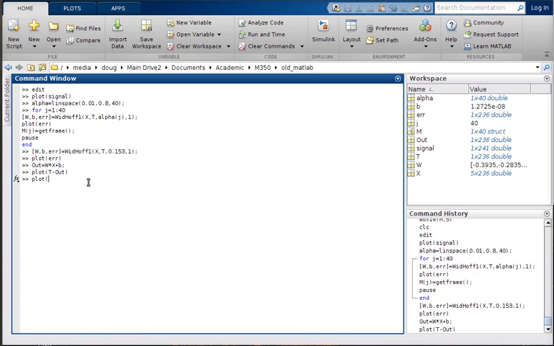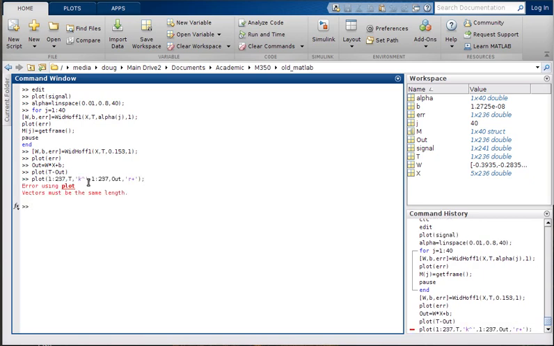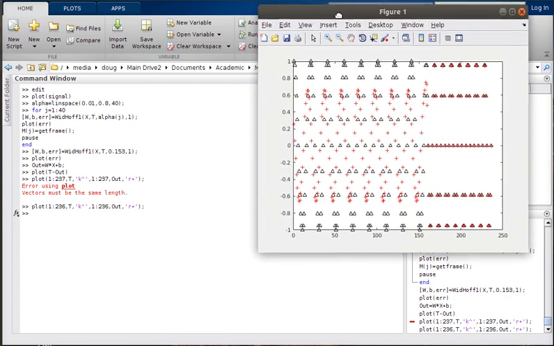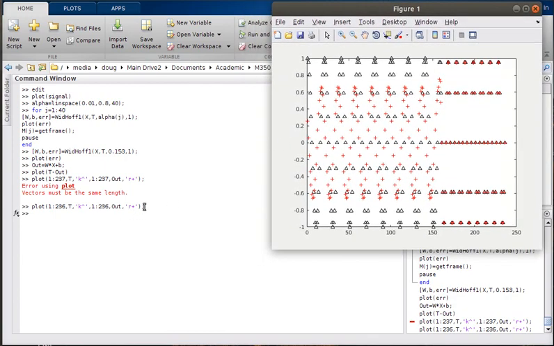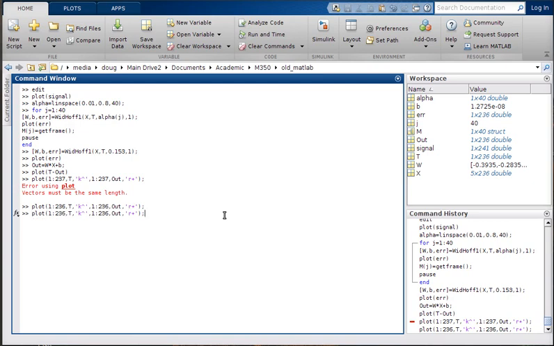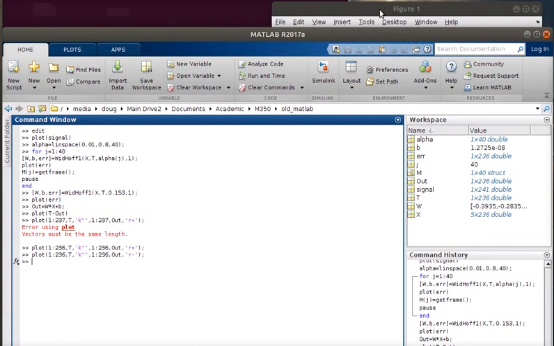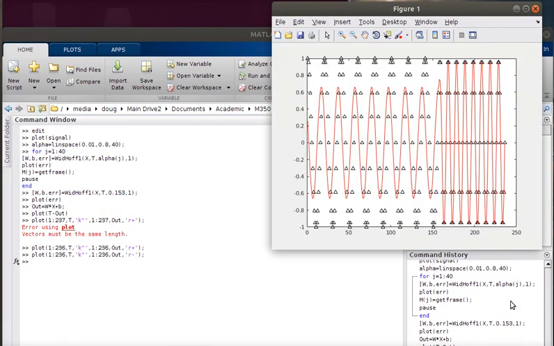Let's see, I think I've done this before. Whoops. What length do I need? 236, I guess, huh? I guess I didn't redo that. Okay, so now I'm plotting T versus my output. Okay. Let me make that a little more visible for you. And let's see what's going on here. Okay, so the black diamonds are the original data.